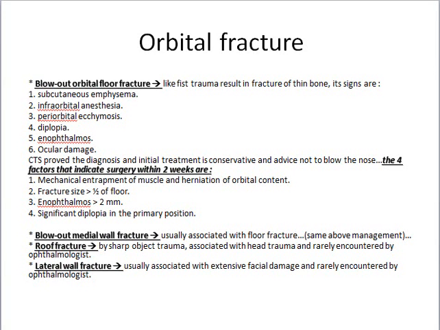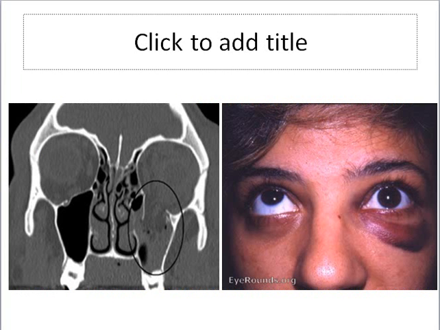The 4 factors that may indicate surgery within 2 weeks are mechanical entrapment of muscle and herniation of the orbital content, fracture size more than half of the floor, enophthalmos more than 2 mm, or significant diplopia in the primary position. This picture shows orbital floor fracture.